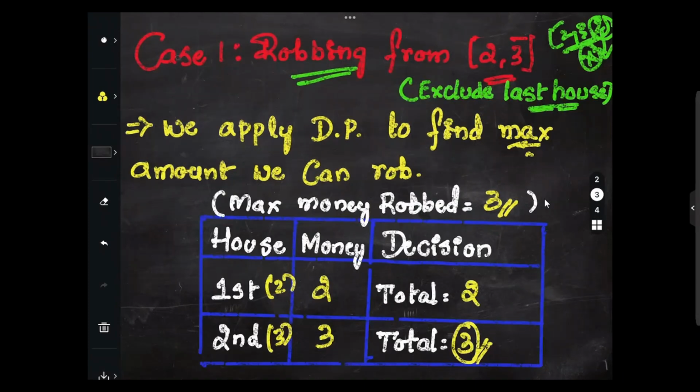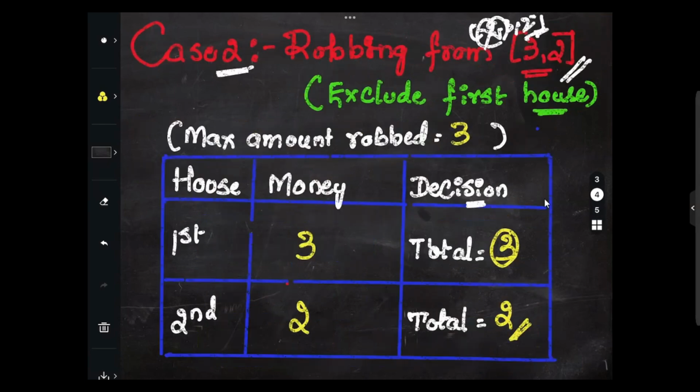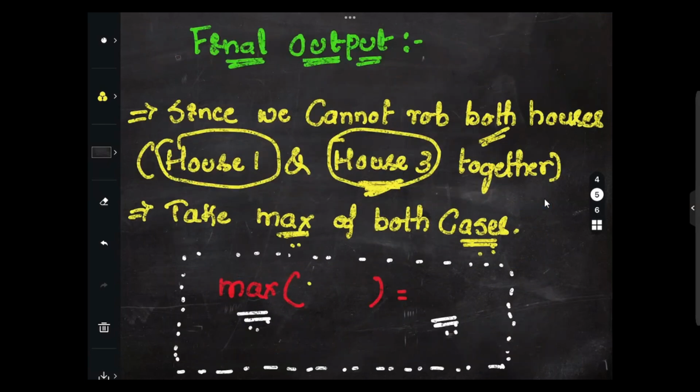What is the maximum here in this case? In case 1 it is 3, and the maximum amount robbed in case 2 is 3. So we will consider here 3 comma 3. In this case the output will be 3, right? Max of 3 comma 3, anything. For this example you can consider any number because they are equal.